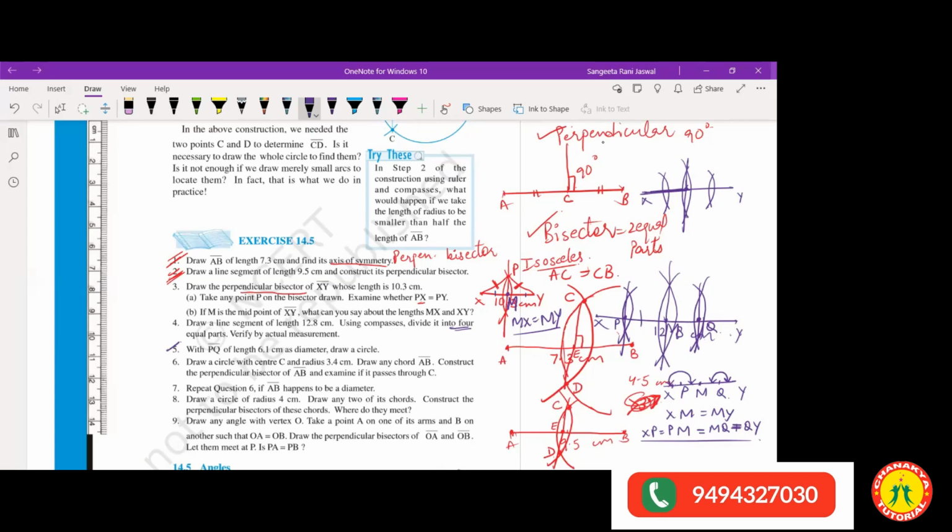Then draw any chord AB, construct the perpendicular bisector of AB, and examine if it passes through C. You have to draw a chord on the circle, then make a perpendicular bisector on the chord, and then check if it passes through C or not. Do it.